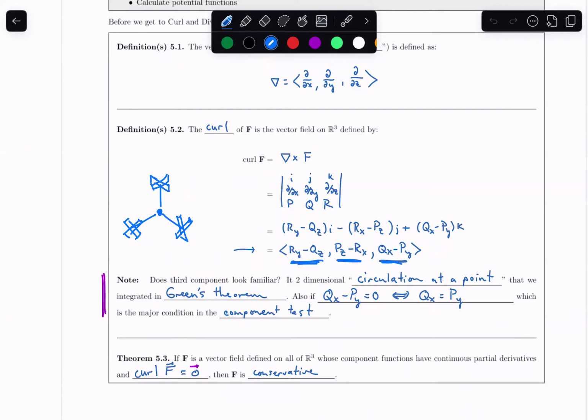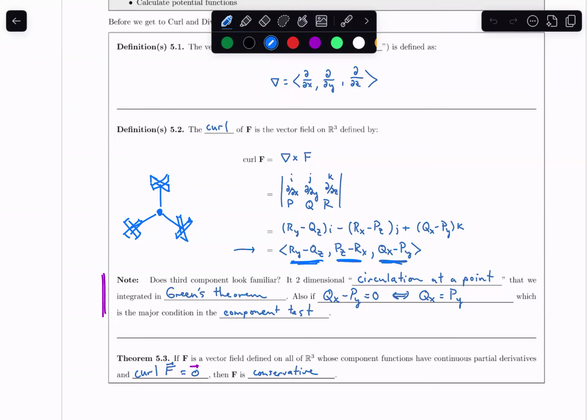So there's that one kind of awkward Webwork problem at the end of 16.3, which had you test, is r sub y equal to q sub z? Is p sub z equal to r sub x? And is q sub x equal to p sub y? And if all those things were true, right, then essentially the curl was 0 and we had a conservative vector field. So now you can see kind of where these things are coming from.